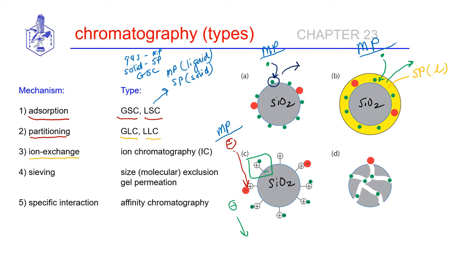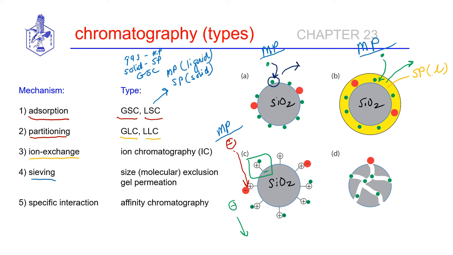Okay, and the technique is ion chromatography, IC. So you can have cation exchangers or you can have anion exchangers. The next group of techniques, we create separation on the basis of size.